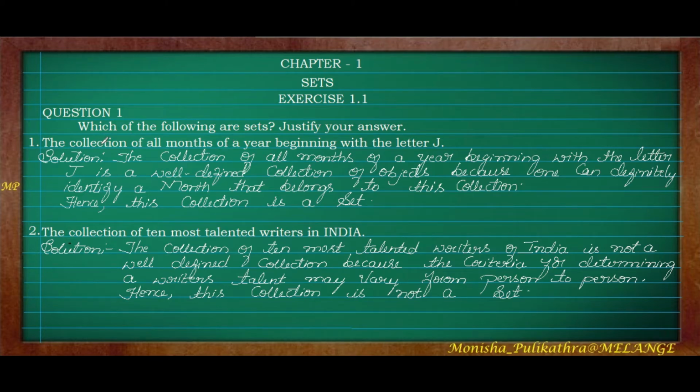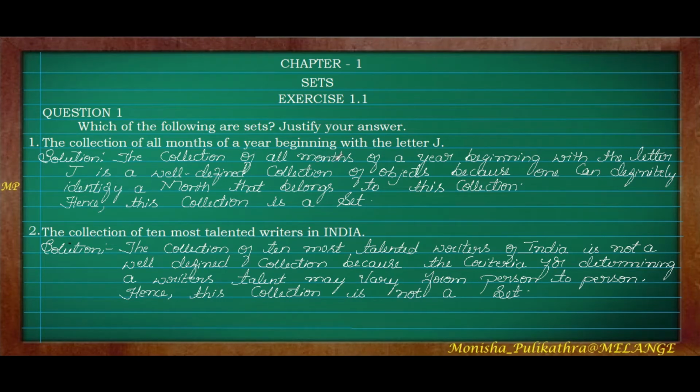So the first question is the collection of all months of a year beginning with the letter J. So if the given question is countable, if it is valid, then we have to consider it as a set. If it is not valid, if it is not countable, then it is not a set. Okay. So the first question, all months in a year. There are 12 months in a year. So we have to collect those months beginning with letter J.